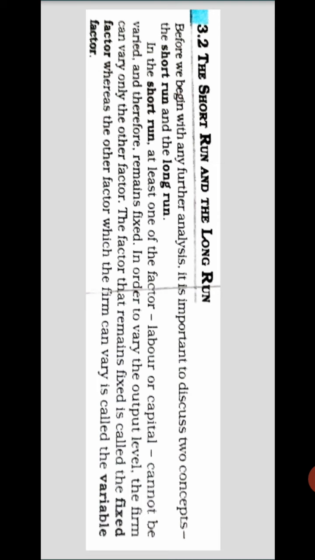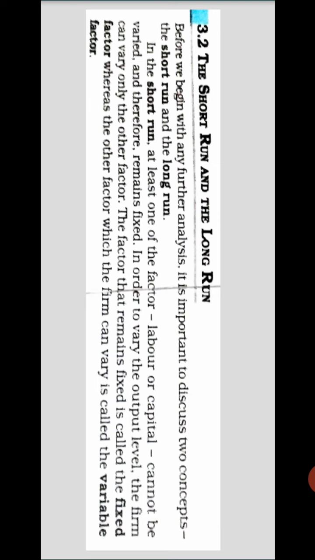Labor or capital cannot be varied and therefore remains fixed. Among these, either labor will remain fixed or capital will remain fixed. Always when it comes to the short run, there are chances of both concepts, either it will be a variable factor or it will be a fixed factor.